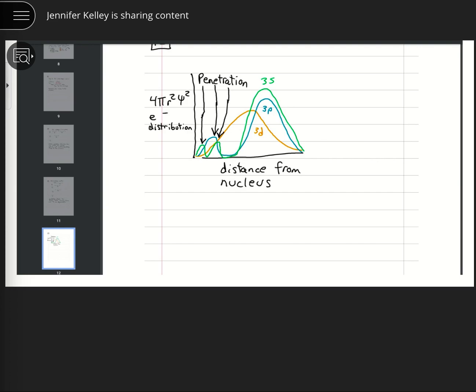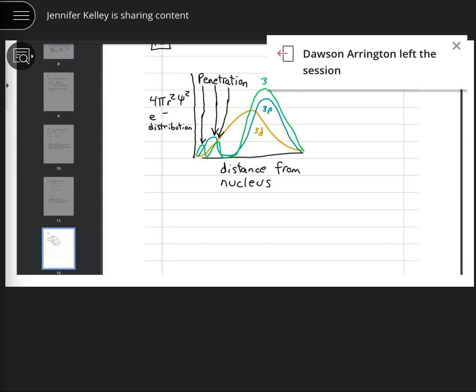So if you look at the 3D orbital, look how much space that covers. The 3D overlaps all kinds of stuff. So it's definitely got penetration in there. And if you look at the 3p orbital, which is in blue, I should not have done blue and green. They're too close. The 3p orbital is just above 3d. And the 3p has 2 humps. And those places where it's got a hump in it, that's called penetration.